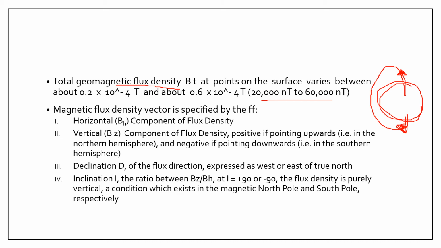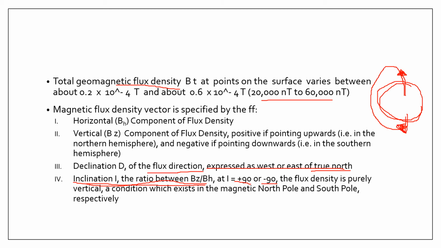Another component is your declination, D, of the flux direction, which is expressed as degrees relative to the true magnetic north. So declination is just sort of a bearing, or the direction of the flux density. And finally, you have inclination, or basically the ratio between B sub z and B sub h. It goes from 0 to positive 90 to negative 90. So this is basically the dip of your magnetic flux density vector.